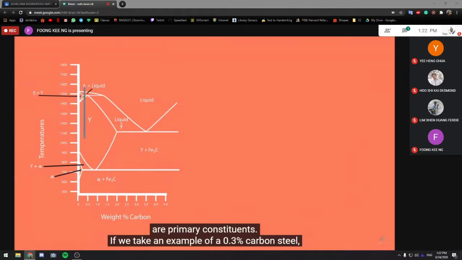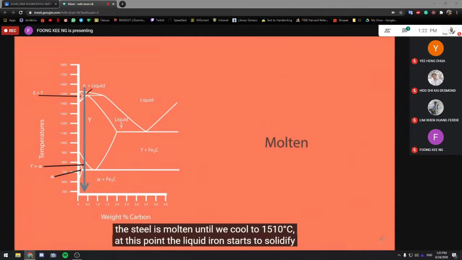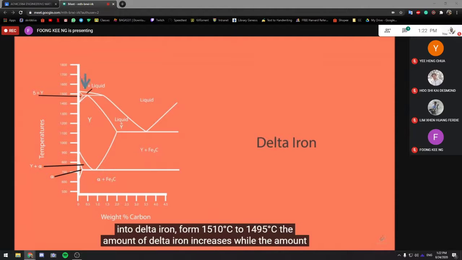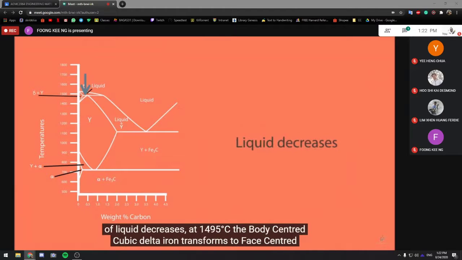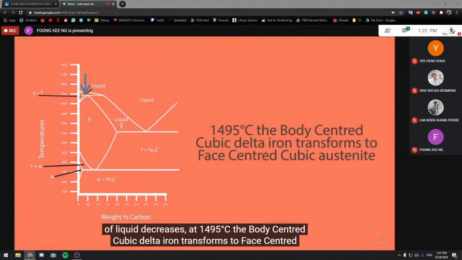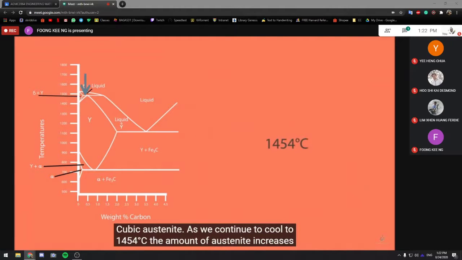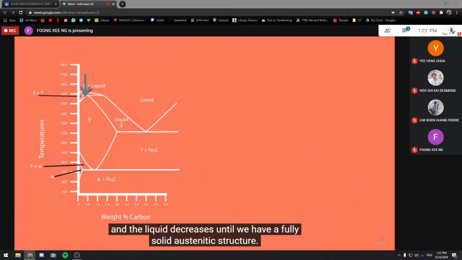If we take an example of a 0.3% carbon steel, the steel is molten until we cool to 1510 degrees Celsius. At this point, the liquid iron starts to solidify into delta iron. From 1510 to 1495 degrees Celsius, the amount of delta iron increases while the amount of liquid decreases. At 1495 degrees Celsius, the body-centered cubic delta iron transforms to face-centered cubic austenite. As we continue to cool to 1454 degrees Celsius, the amount of austenite increases and the liquid decreases until we have a fully solid austenitic structure.